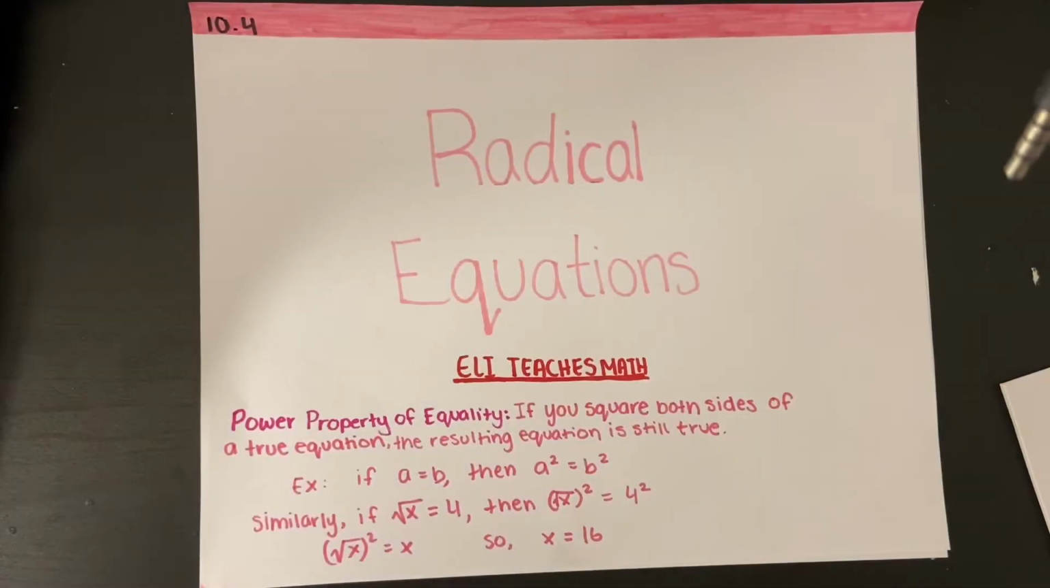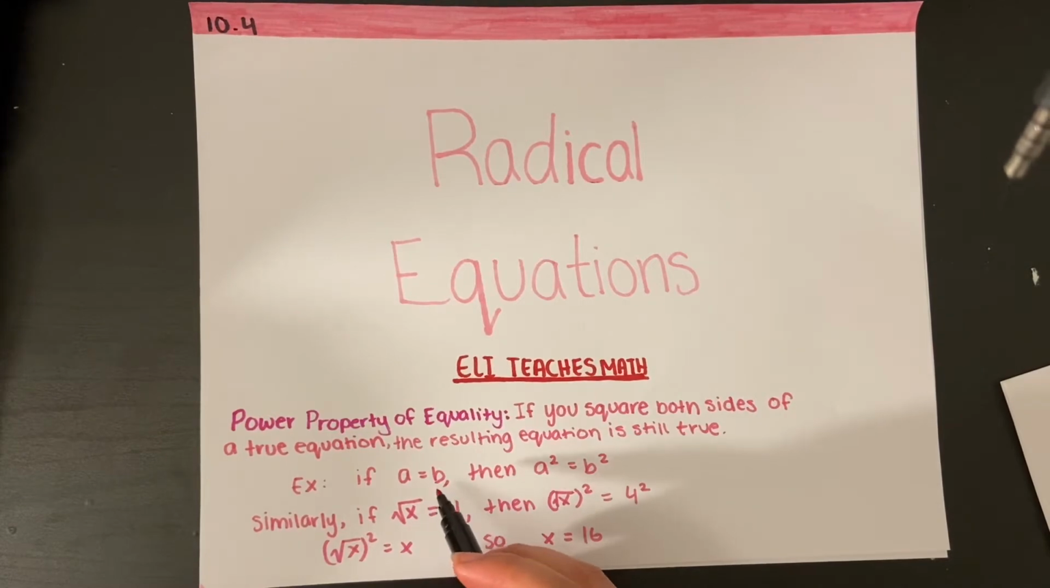In this video, you will learn how to solve radical equations. First, let's learn about the power property of equality. If you square both sides of a true equation, the resulting equation is still true. Let's look at the example. If a equals b, then a squared equals b squared.